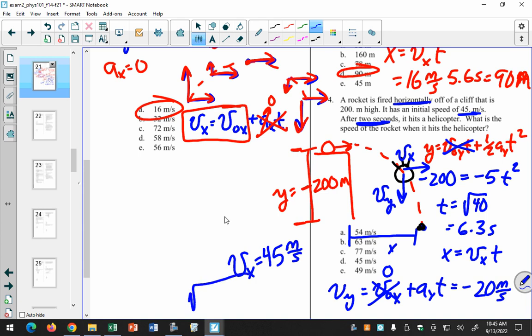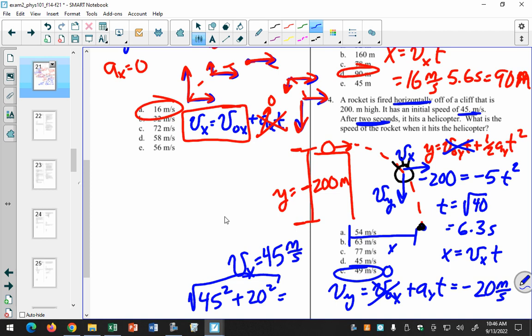That's the x and the y component of my velocity vector. So I'd say the square root of 45 squared plus 20 squared, just going to leave off that negative, and that gives me whatever the answer is. Probably, let's see. 49. 49 is the answer.